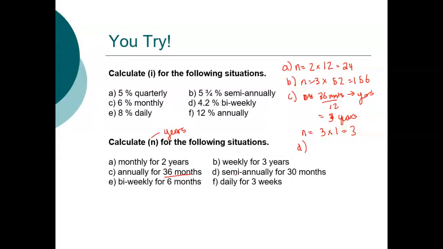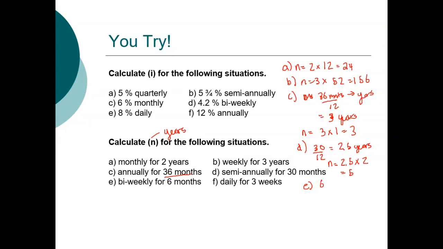So let's look at D. D has something similar to that. Semi-annually for 30 months. So 30 months, we'll get that into years. So 30 divided by 12, it's not going to be a whole number. So 30 divided by 12 is 2.5 years. Now I'm not done. My N has to include my compounding periods. So I have 2.5 years, but it's semi-annually, so twice a year. So my N is going to be 5 when I use that formula.